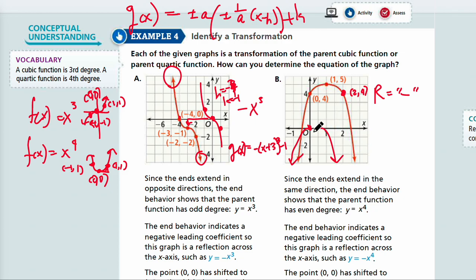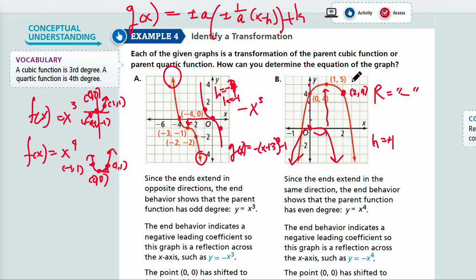But we want to look at the origin. The origin shifted 1, 2, 3, 1. This is 1, right? 1 unit to the right. So h is positive 1, but in the equation, it would be x minus 1, right? And then it shifted up 4 units.